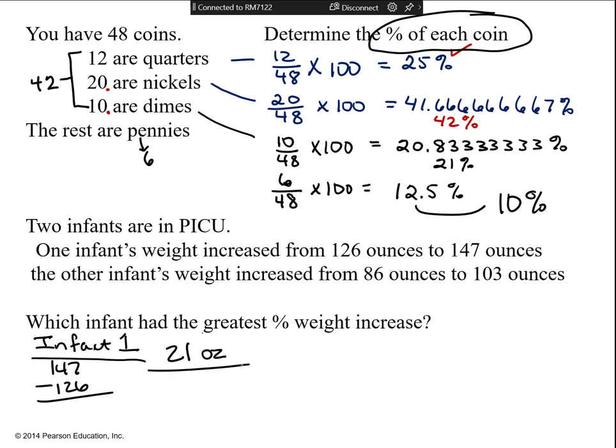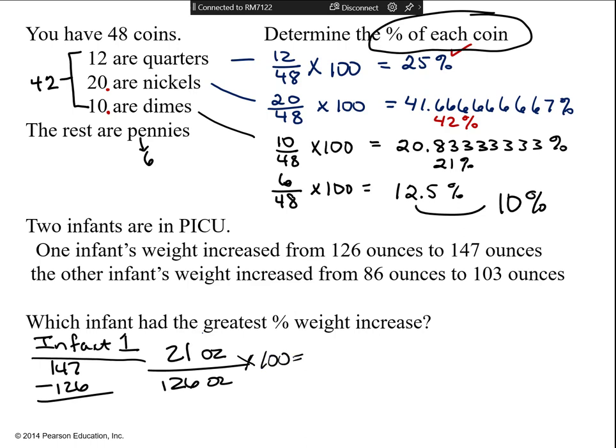Now, if I'm trying to figure out how much of a change, I need to divide this by what? Would I divide it by their starting weight or their final weight? Their starting weight, because that's where they were. They've gained this, so I want to know how much they've gained compared to where they were. So I divide it by 126. Ounces and ounces, those units will always cancel because both of those units are the same. And multiplying it times 100.